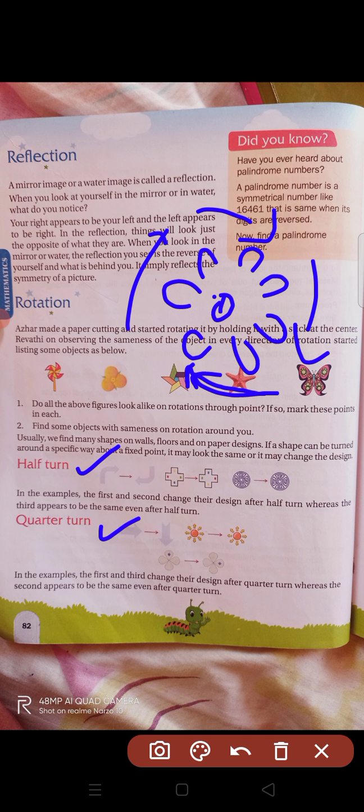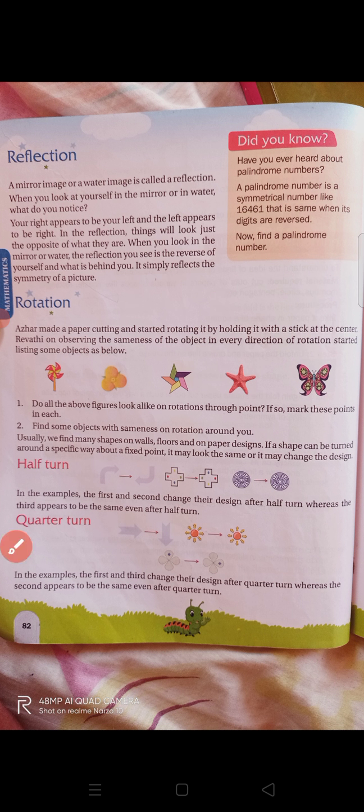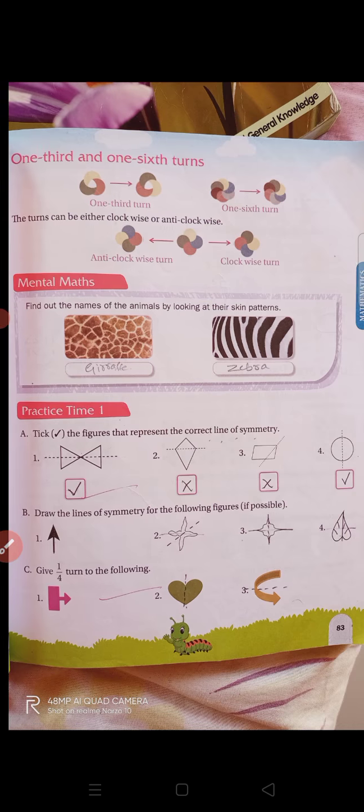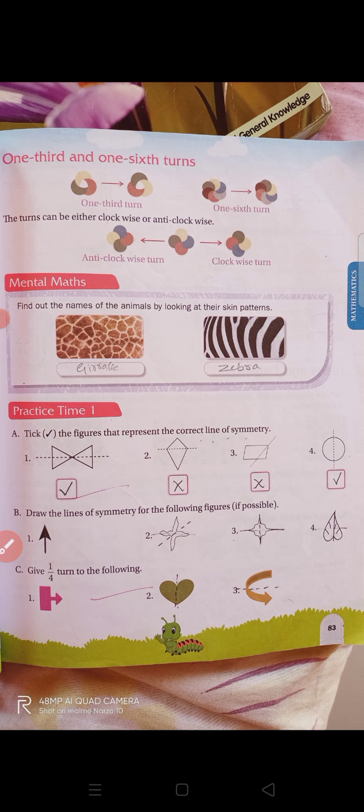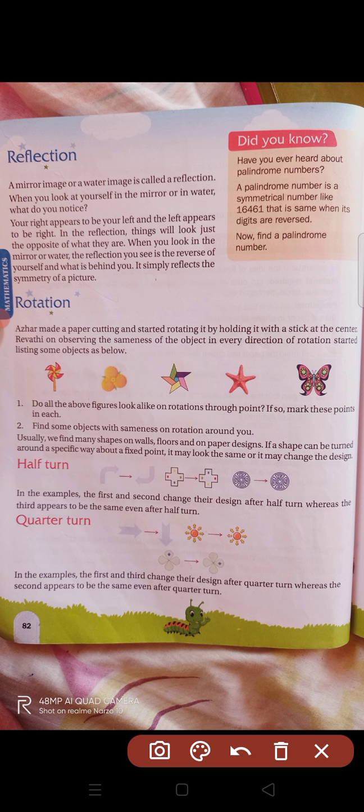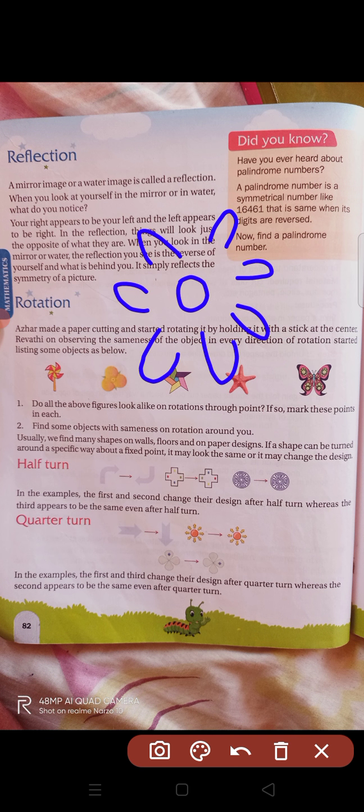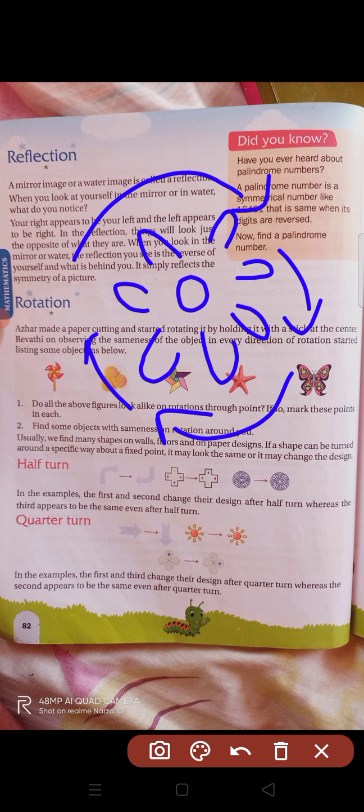Half turn and quarter turn, based on those designs, let us study some of the turnings. That is half turn, quarter turn, one third and 1/6 turns. If this is a design, there is a possibility of changing its direction and also of not changing its direction. So when we rotate, based on the rotations it has some turns. What are those turns? Half turn, quarter turn, one third and 1/6 turns. Now let us see those.